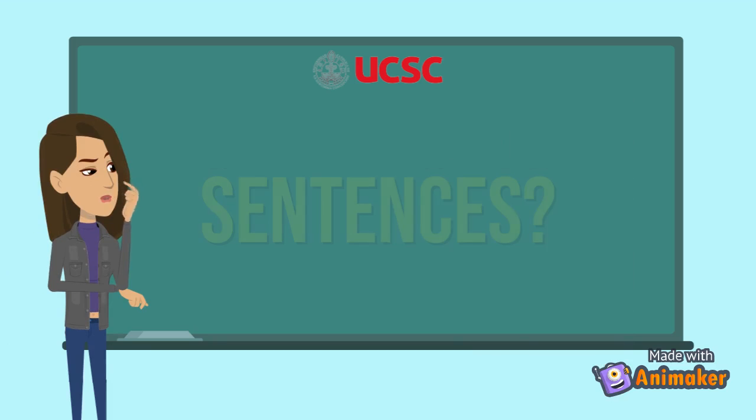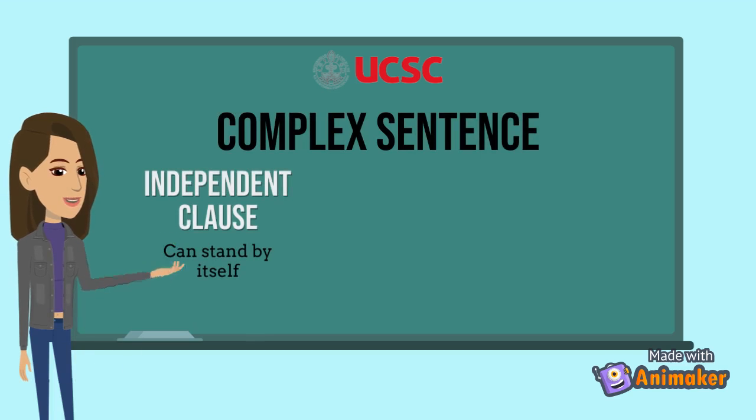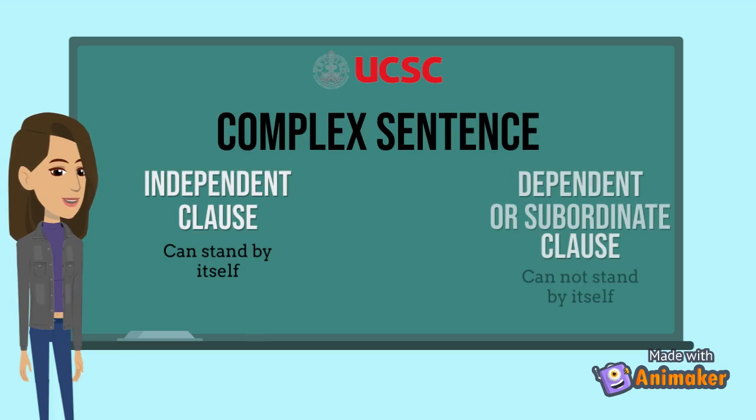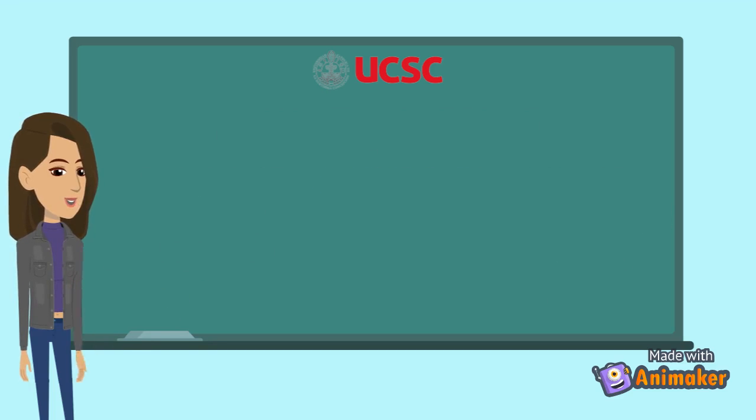But first of all, what are complex sentences? Complex sentences are the ones that have one independent clause and at least one dependent, also called subordinate clause, joined by a subordinator. The dependent clause cannot stand by itself because it would look like a sentence fragment.